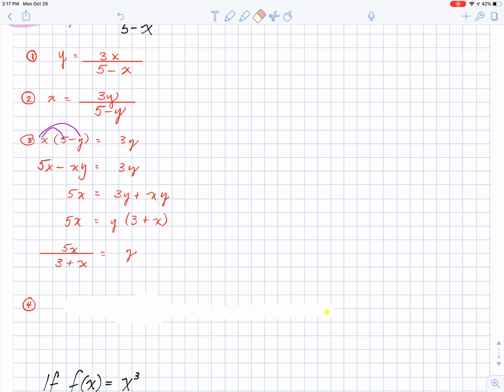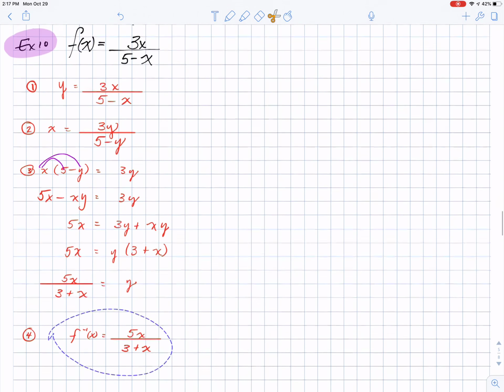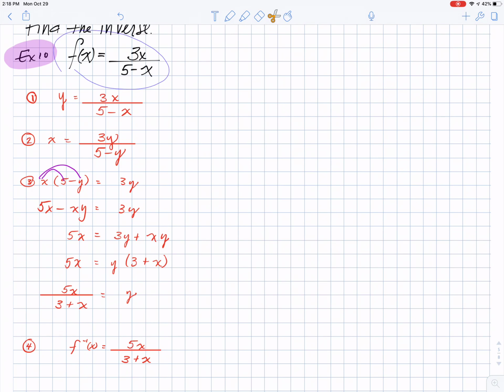And now that I have that y by itself, I can go to my how-to list, and step number 4 says don't leave it as a y. Make sure you change that y into an inverse so that we can notate that properly. So then what you see here in step number 4, this is the inverse of my function, whereas the original up here was my original function. These two are inverses of each other.